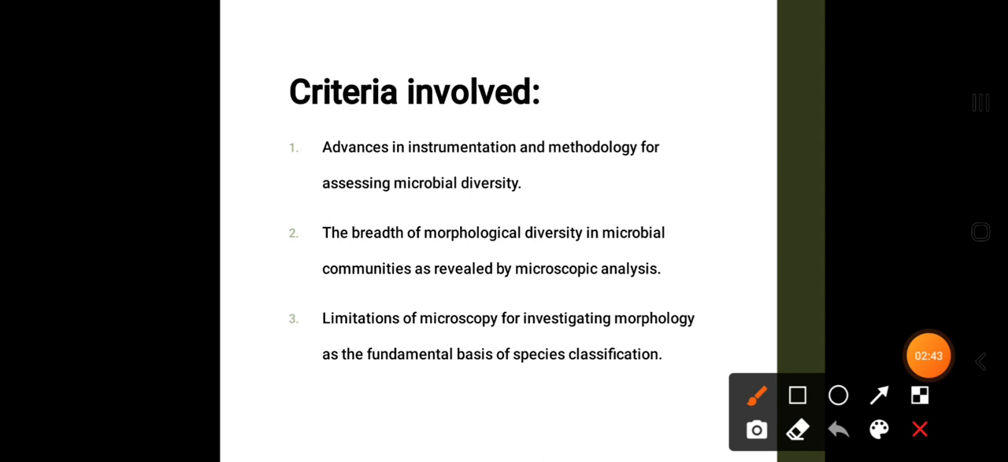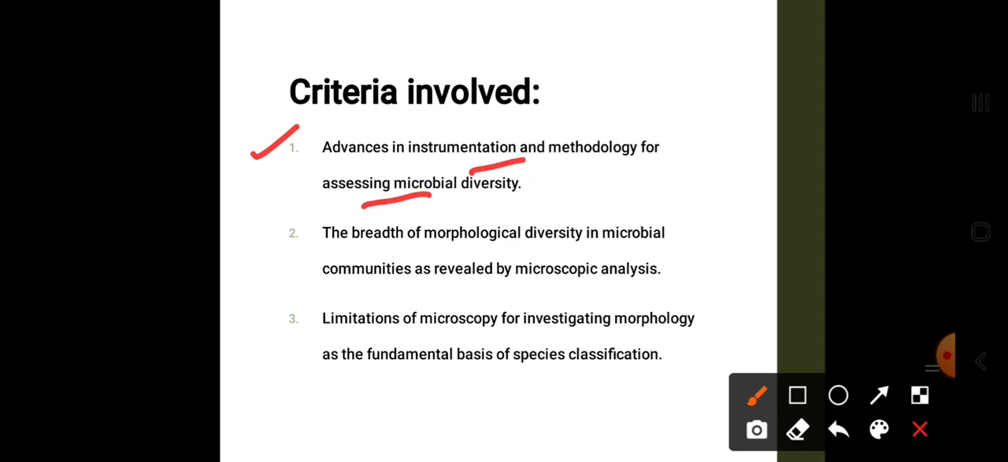The first criterion is advances in the instrumentation and methodology for assessing microbial diversity. Advances mean we need advancement or enrichment in the instruments and methodology for assessing microbial diversity. This means we need enhancement or further advancement in the instruments, here the microscopes, and in the methods, since different types of microscopes work on different principles for assessing microbial diversity.